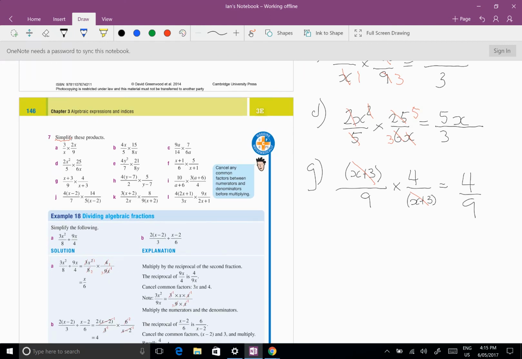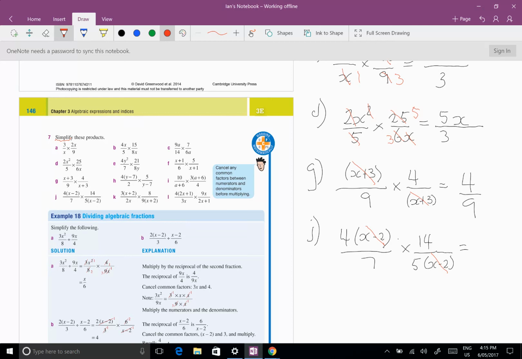Righto. Let's have a go at J. J, now they've put the parentheses in here because they've put a 4 in front of it. I've got 4(x minus 2) all over 7 times 14 on 5 outside of x minus 2. Now, again, you can do the numbers on your calculator. But first I'm going to get rid of that x minus 2. So that cancels. x minus 2 goes into itself once, and x minus 2 goes into itself once.